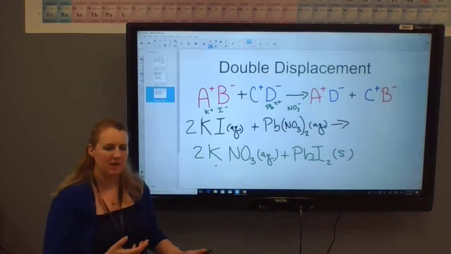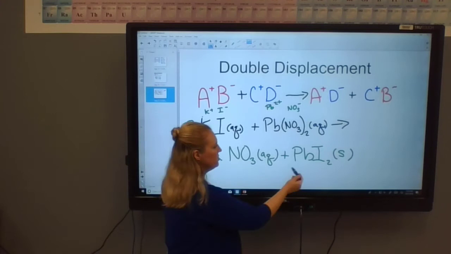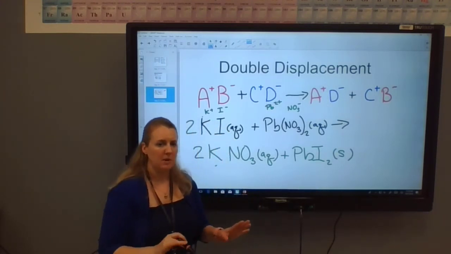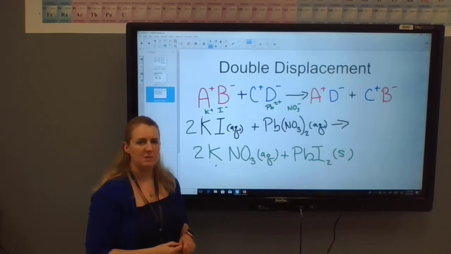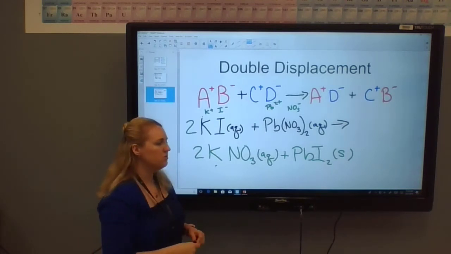Because this produced a solid, now they don't always, but in this case it produced a solid, that's what we call a precipitation reaction. Precipitation reactions are those that produce a solid when two aqueous solutions are combined.